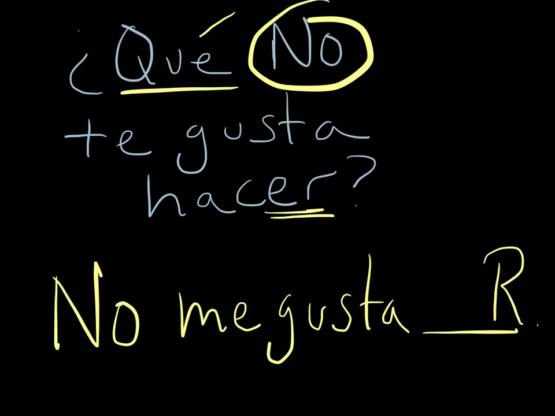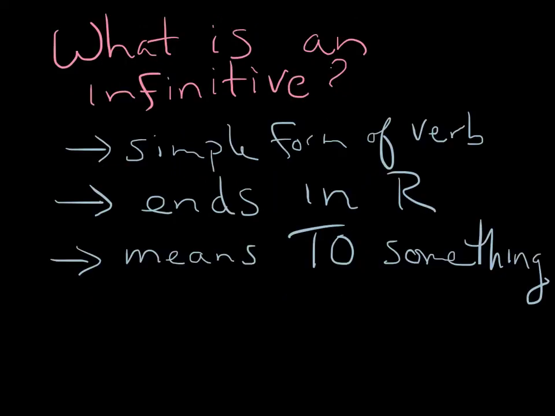All right, quick review. What is an infinitive or infinitivo? The simple form of the verb must end in R. This unit it's always going to be AR, but it could be ER or IR. And it means to something.